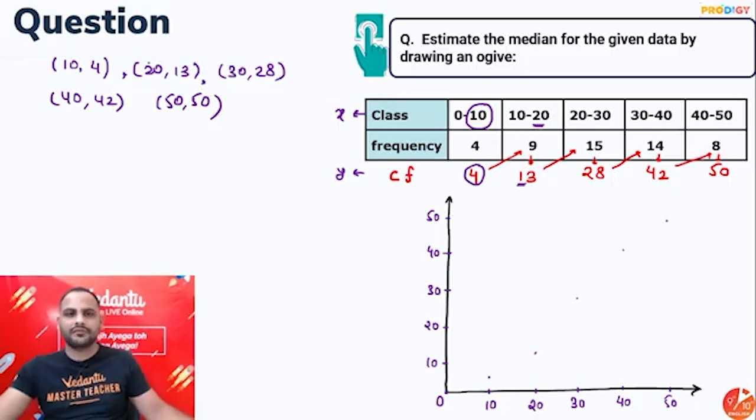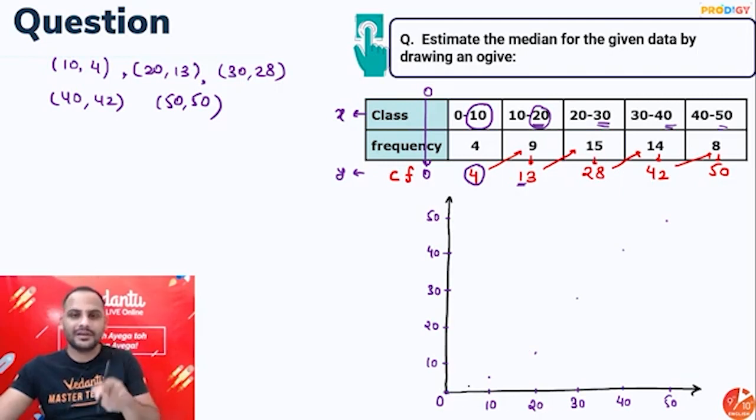Now guys, see, the ogive should always start from the x-axis. Here we are taking 10, 20, 30, 40, 50. So in the same order, if I go before 10, here 20, here 30, here 40, here 50, so before 10 we should get 0. Since that class does not exist, its frequency also will be 0. So I'll say my point will start from 0 comma 0.